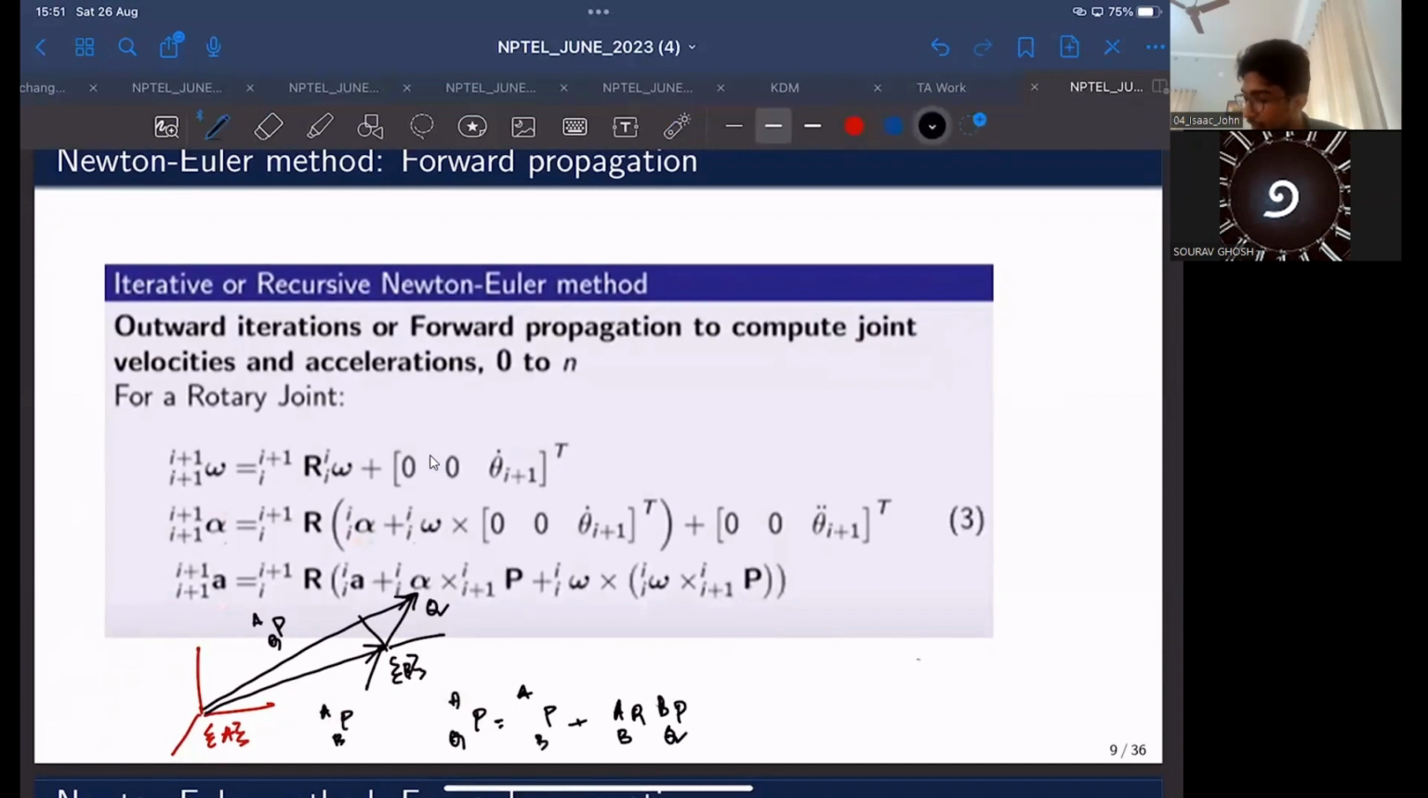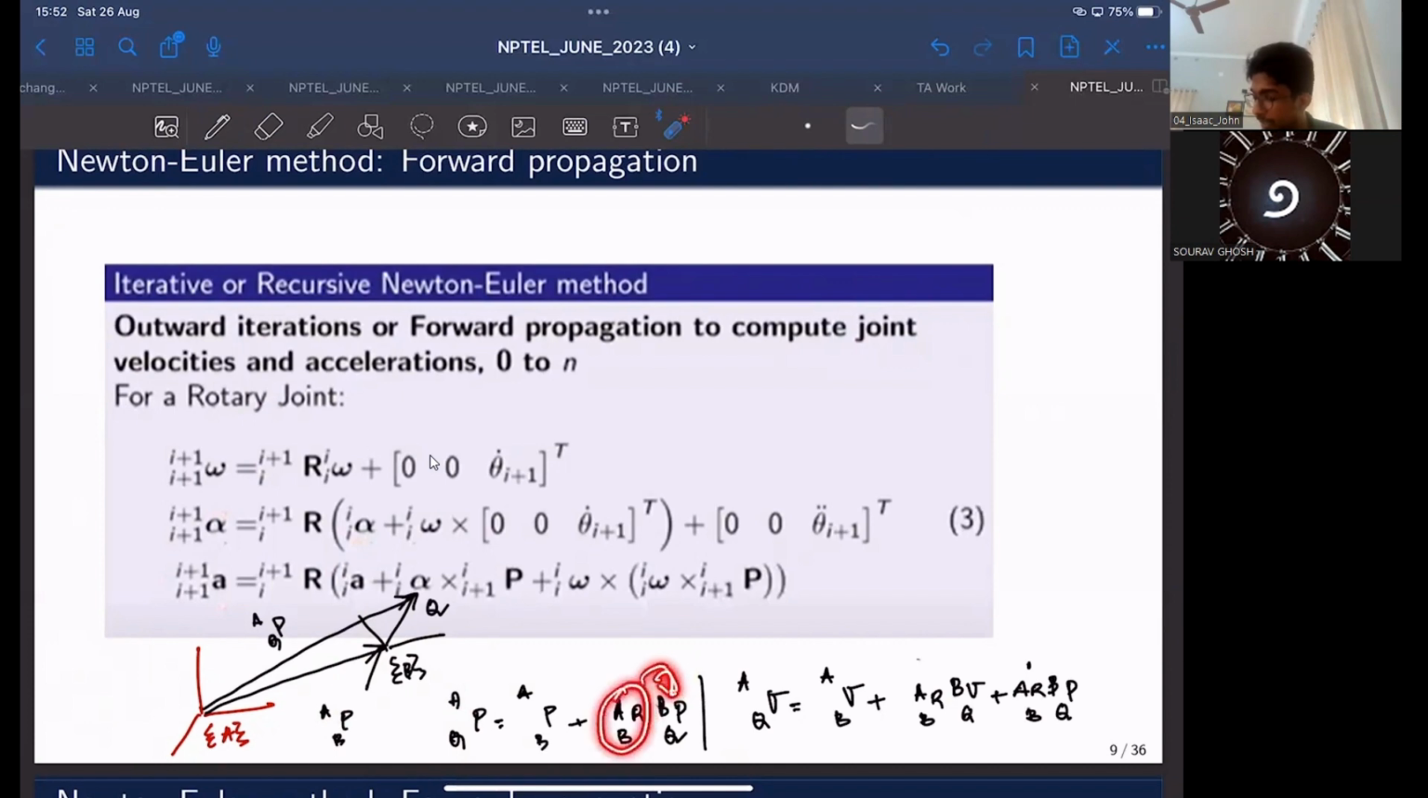So what happens if we take the derivative of this expression? Position becomes the velocity of Q with respect to A. This would be equal to the velocity of B with respect to A, plus we'll have to apply the chain rule: A R B times B V Q plus A R B dot times B P Q. This is nothing but the chain rule applied: the first term multiplied by the derivative of the second term plus the derivative of the first term multiplied by the second. That is what these two terms are about.